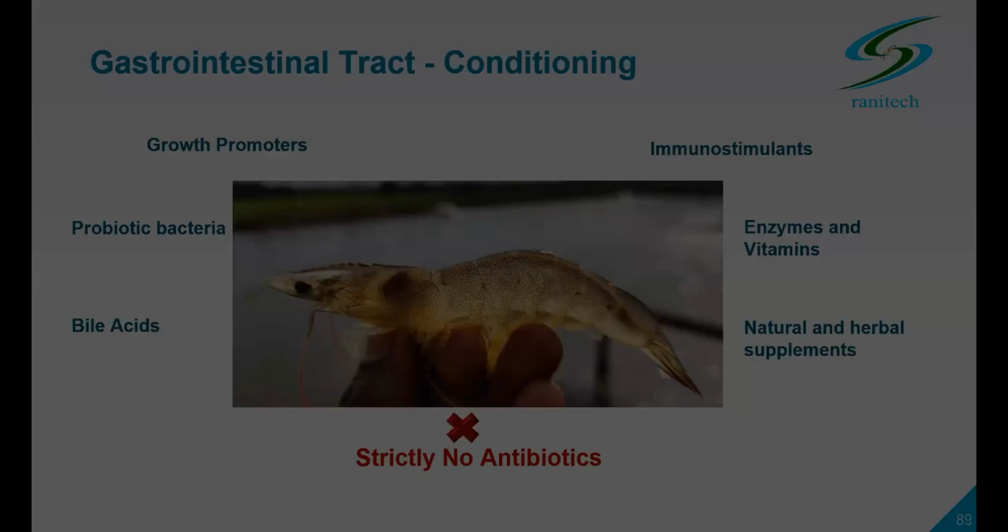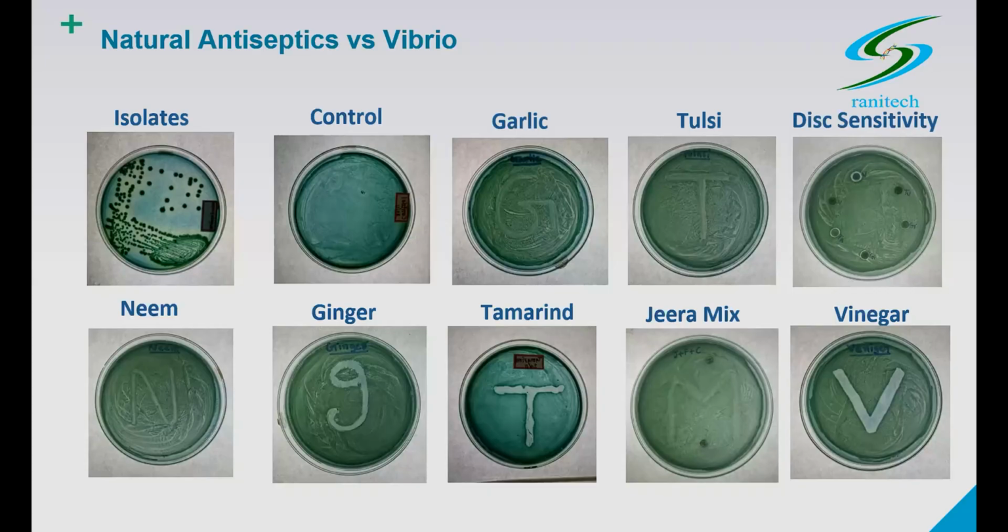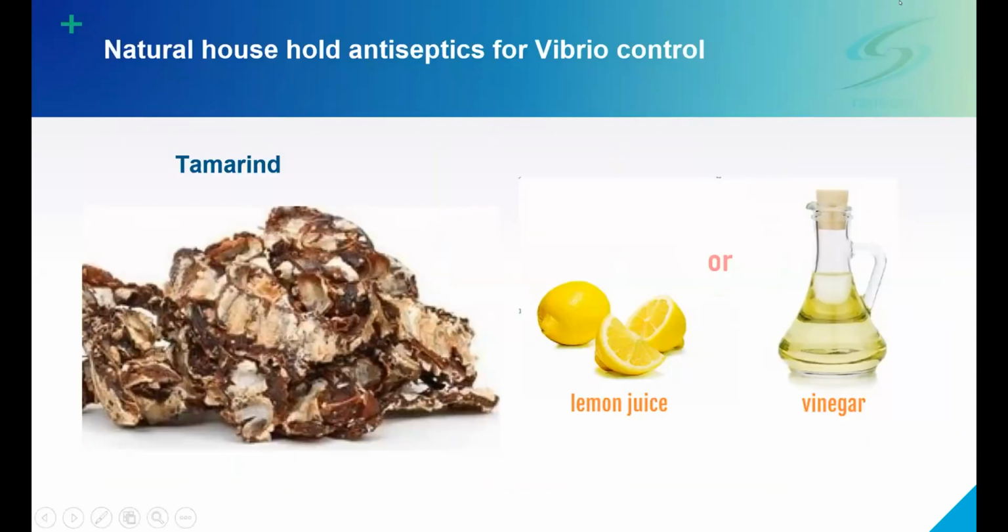So coming back to these antiseptics, we tried to do this. We isolated some Vibrio bacteria from infected animals. I showed you earlier, we found an infected animal, and we found these green colonies developed on the plate. And later on, we challenged them with different kinds of natural antiseptics we use in our kitchen, or we find in and around us. So in the control, we didn't give any challenge.